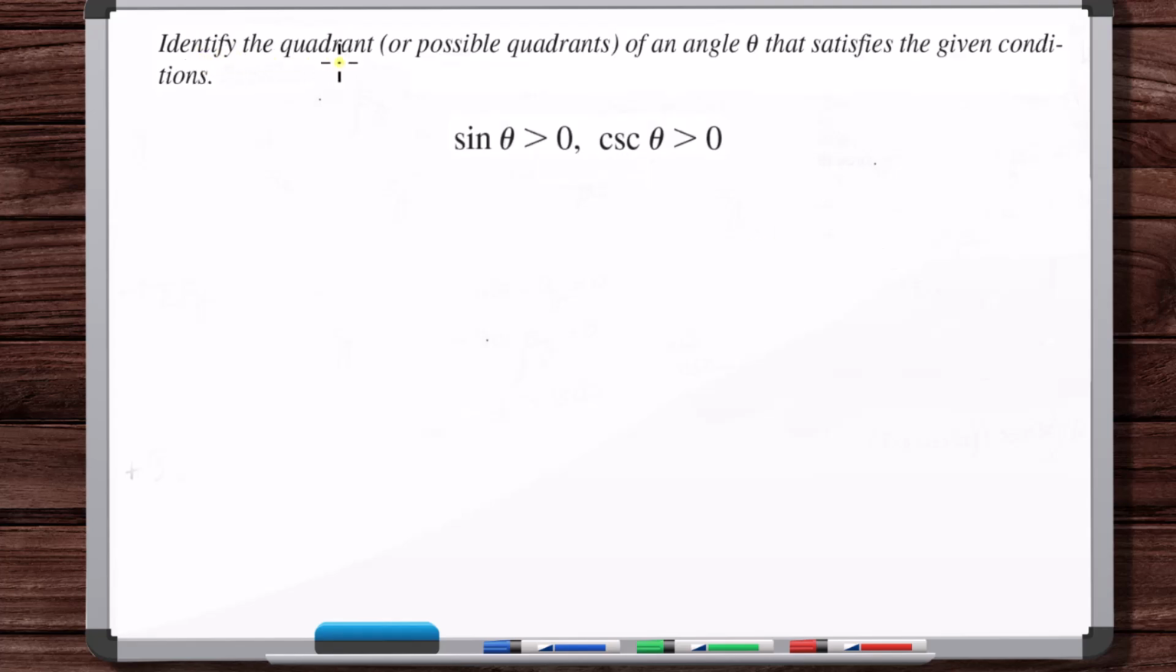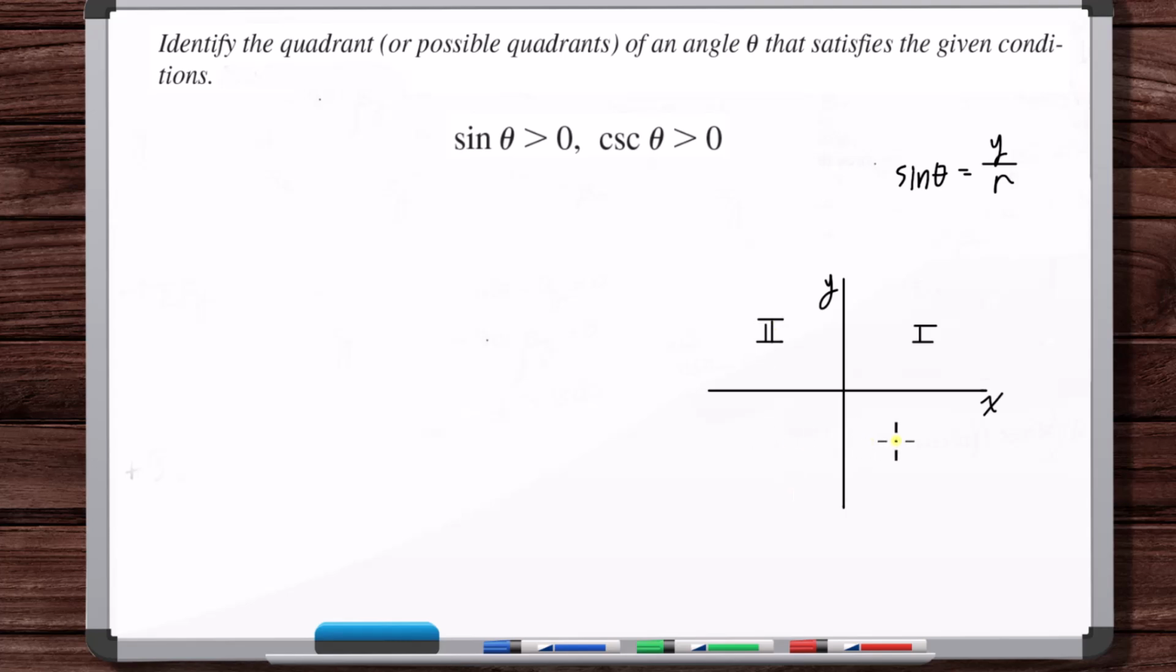Okay, identify the quadrant or possible quadrants of an angle theta that satisfies the given conditions. Okay, so for sine to be positive, based on the right triangle that's drawn in any quadrant, the opposite is always the y value. That's why sine theta is defined with the coordinate system. Sine theta is y over r. It's always the y value. So sine theta is positive in the first and second quadrants and negative in the third and fourth.